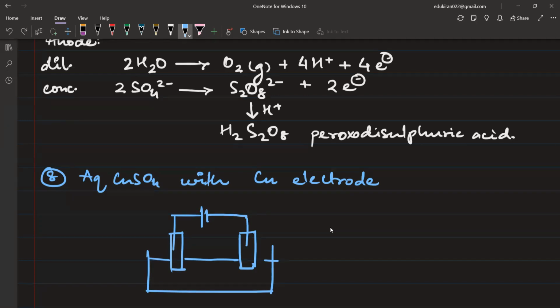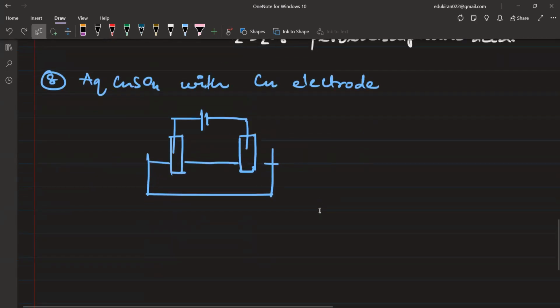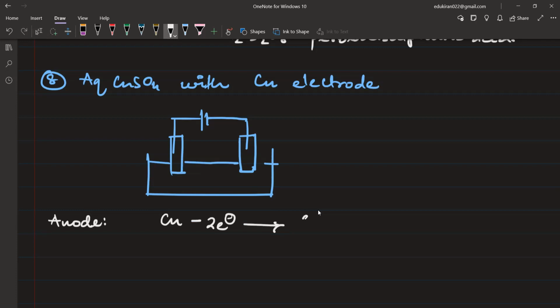And then further what is going to happen? The same Cu2+ is going to get reduced. So there are two reactions which are going to happen. At the anode, the copper in the rod is going to leave 2 electrons and form Cu2+. This is the same as writing 2 electrons on the product side. I've just written it here.